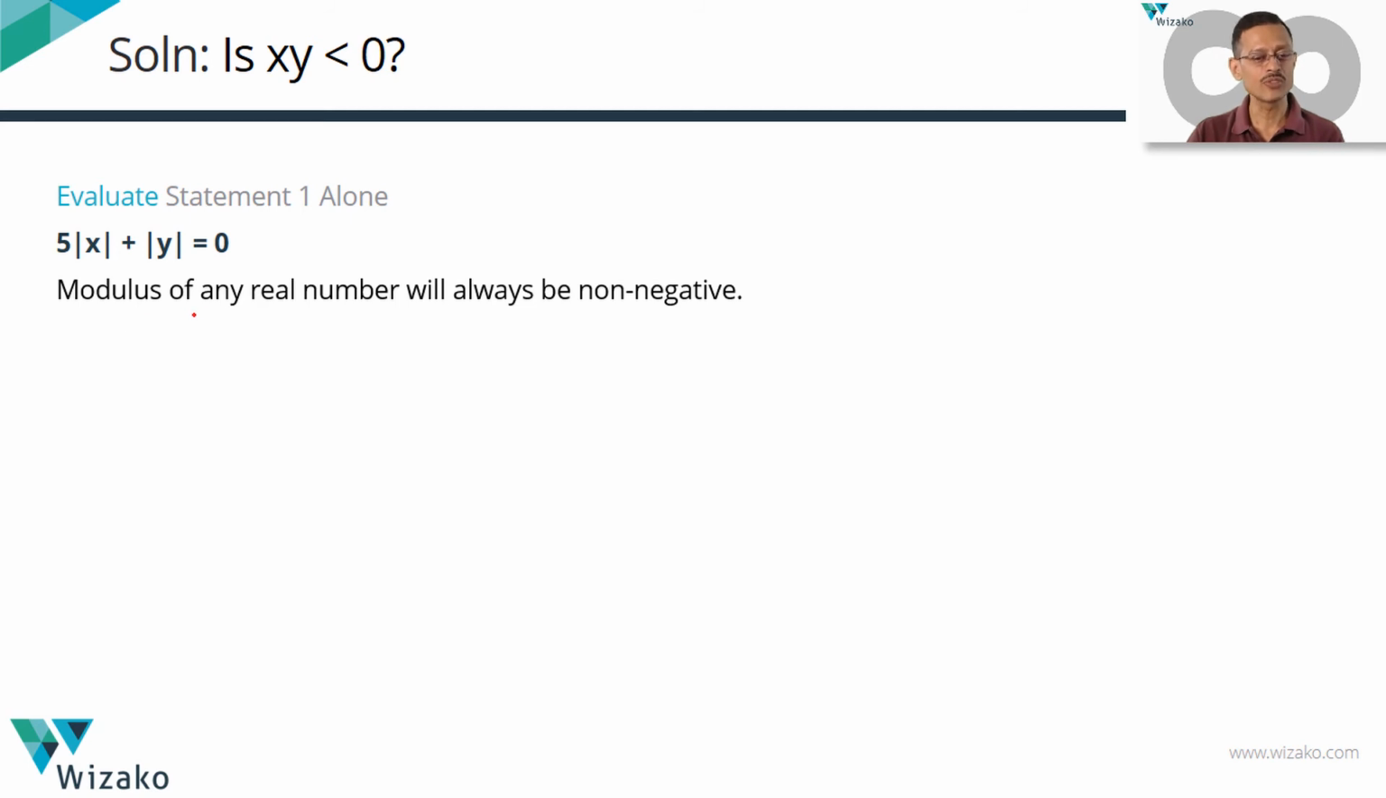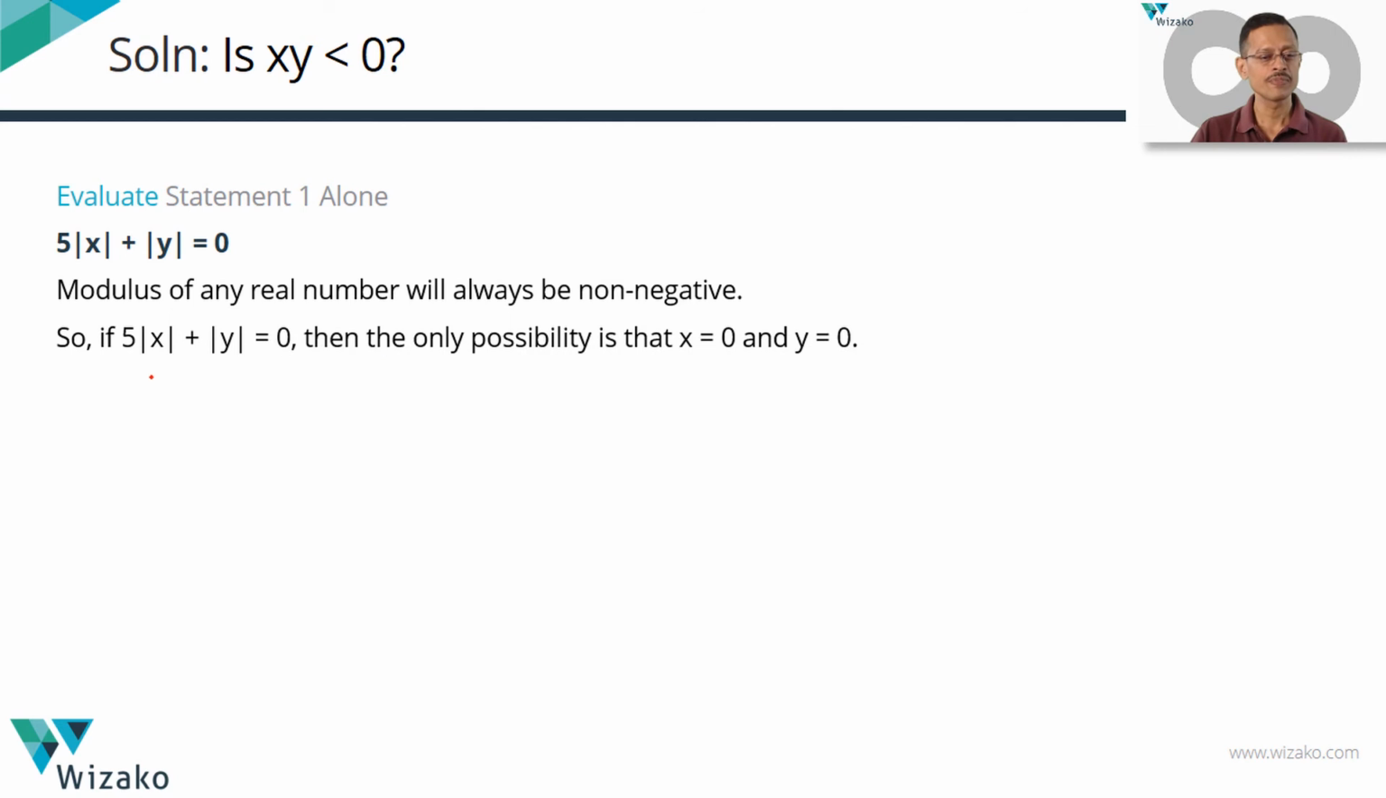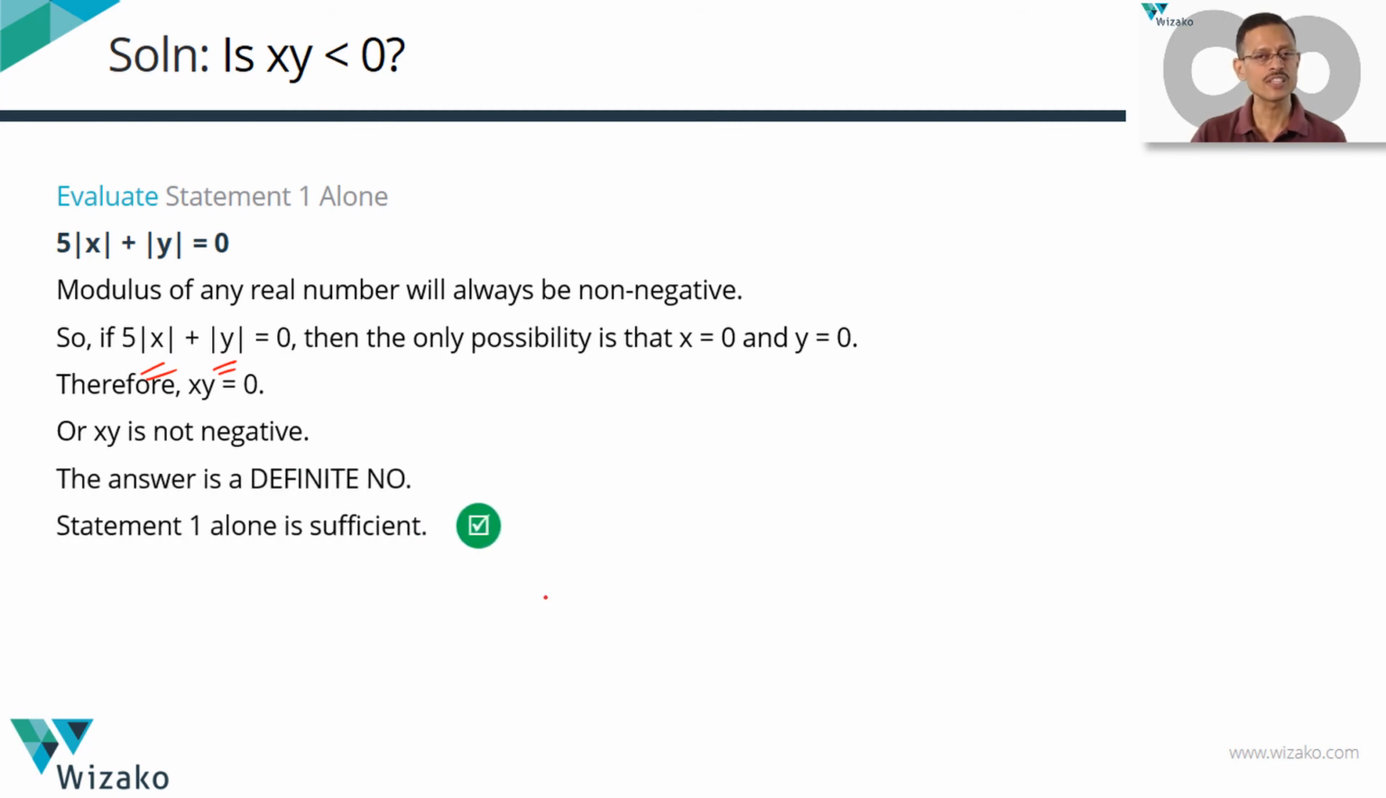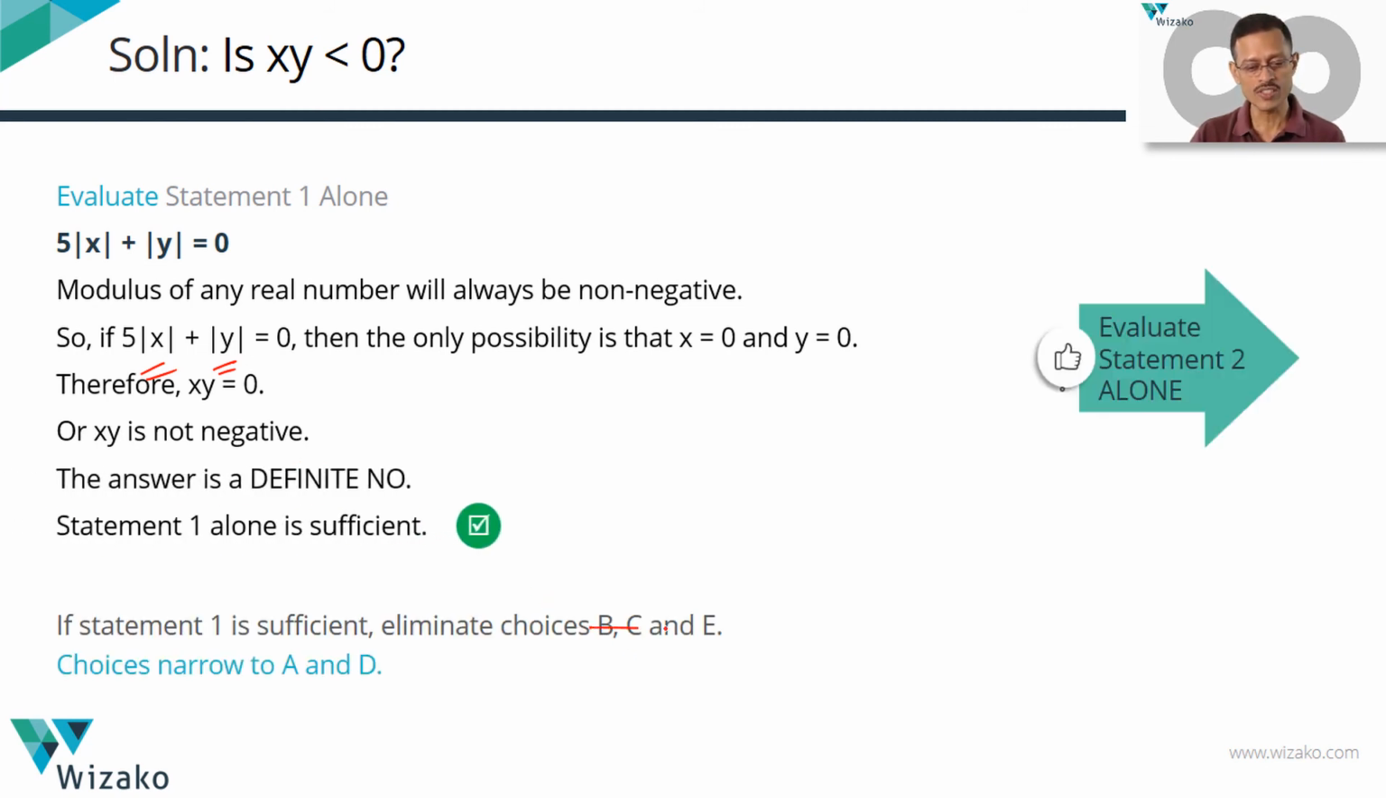Magnitudes, absolute values, will always be non-negative. They can either be 0 or positive. If 5 times modulus of x plus modulus of y is equal to 0, with these two being non-negative parts, the only way it can happen is when both x and y are zeros, which translates to the fact that the product xy equals 0, which means it's not negative. We come up with a definite answer, so statement 1 alone is sufficient. Ruling out choices B, C, E, we've narrowed the answer choices to A or D. 50-50 we have now. Let's evaluate statement 2 alone.